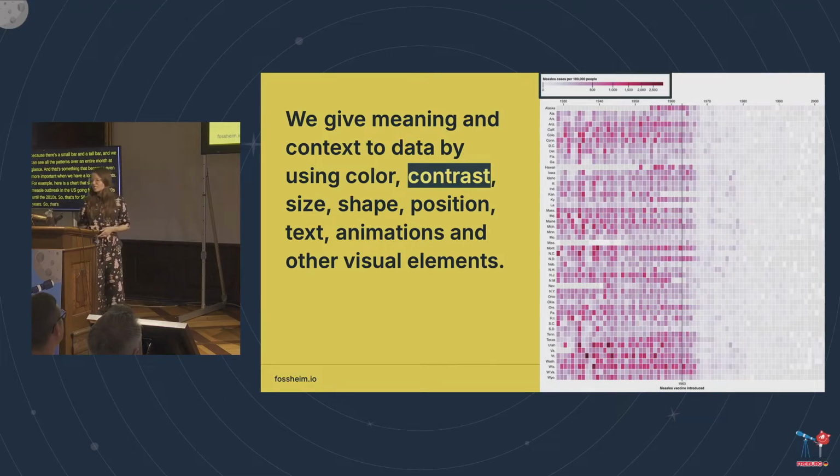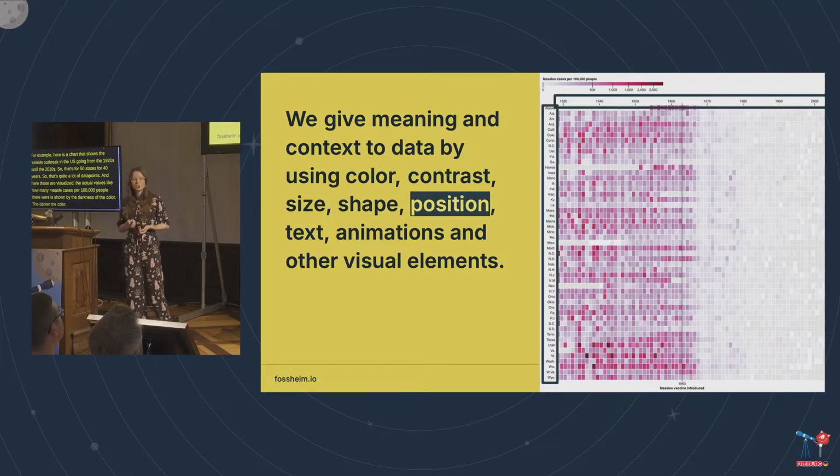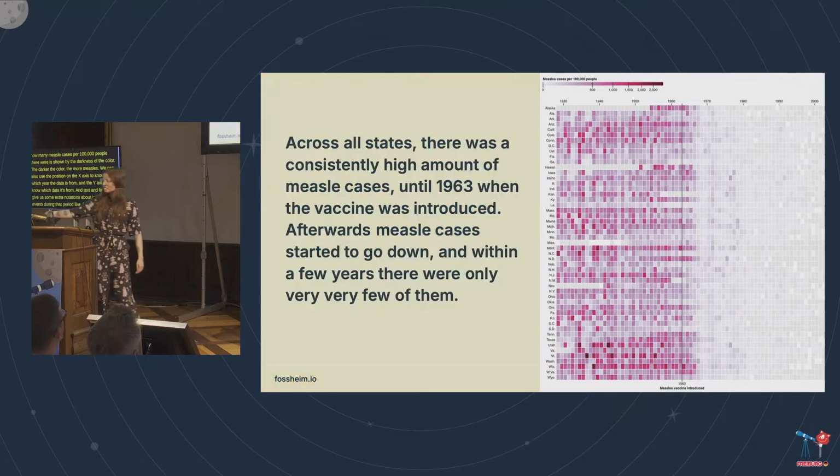And here, the actual values, like how many measles cases per 100,000 people there were, are shown by the darkness of the color. The darker the color, the more measles. We can also use the position on the x-axis to know which year the data is from, and the y-axis to know which state it's from. And then text and lines also give us some extra annotations about important events during that period, like, for example, the measles vaccine being introduced.